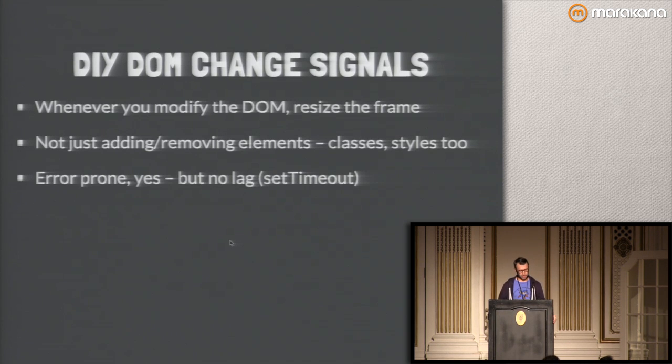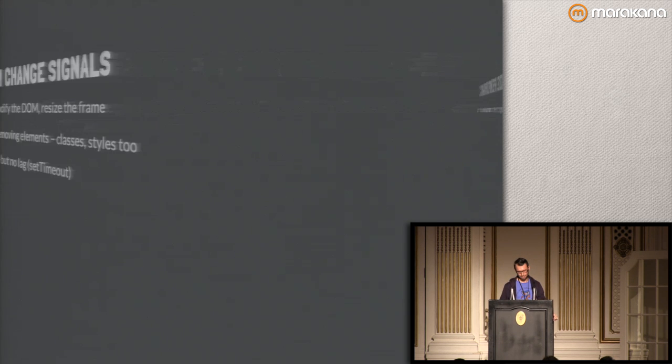So whenever you modify the DOM, resize the frame. Kind of sucks. It's not just adding and removing elements. If you change the style in any way that changes the height, you add a class or whatever, you got to know that you got to trigger a resize. It's error prone. Sometimes we miss one. The upside is that it's fast. If you're using the set timeout and you're polling, unless you're polling every 10 milliseconds, there's going to be some lag between when your content expands and then it knows to resize the iFrame to fit it. And I don't know, running code on a loop just kind of makes me feel bad.